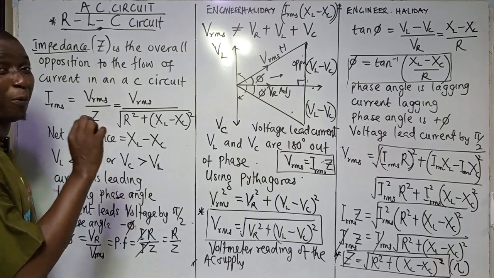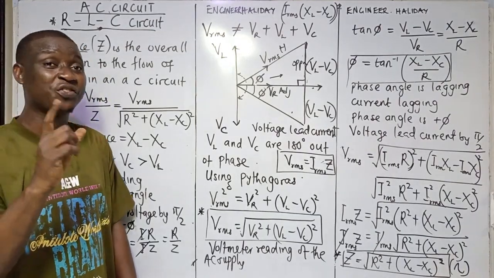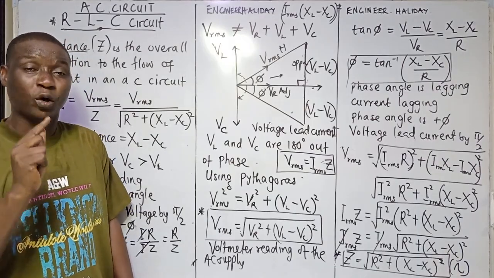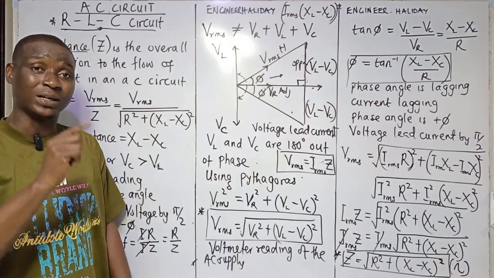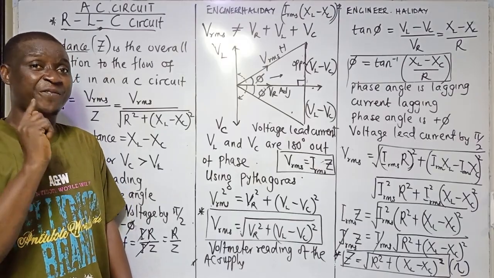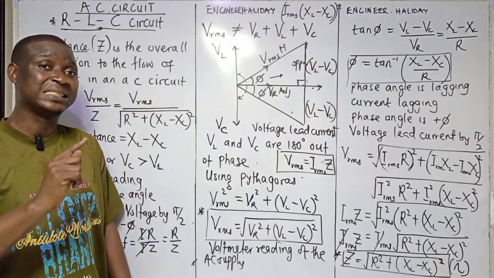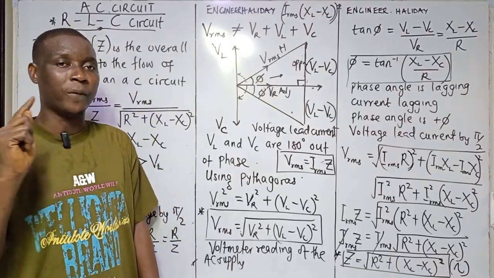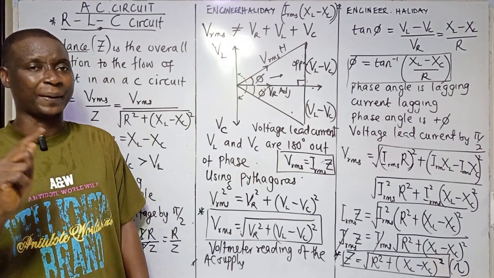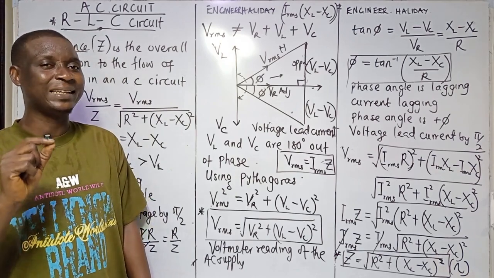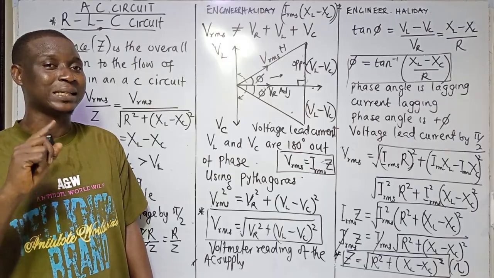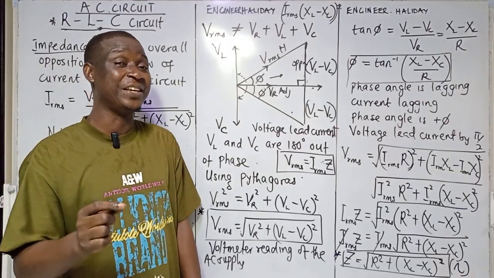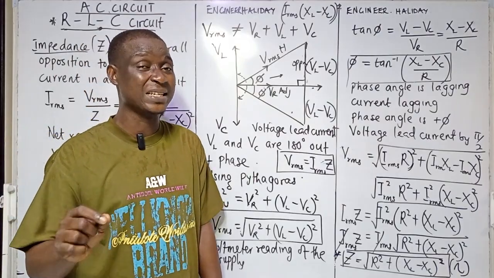And don't forget, power factor for a purely resistive circuit is 1. But it is never 1 for a purely inductive circuit and a purely capacitive circuit. Don't forget that in a resistive circuit, current and voltage are in phase. Then the phase angle is 0. If two things are in phase, their phase angle or phase difference is 0.